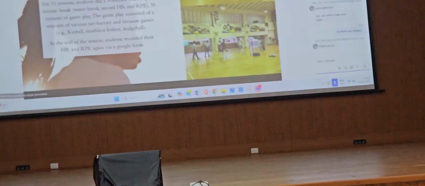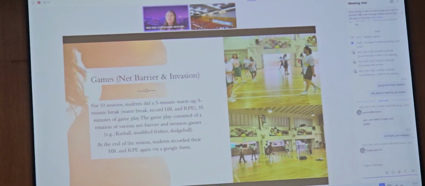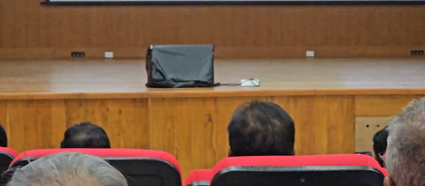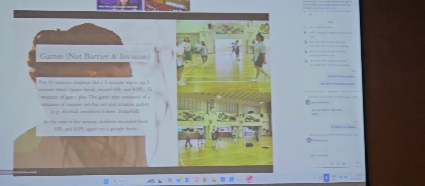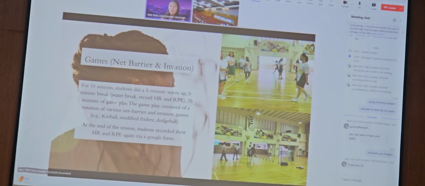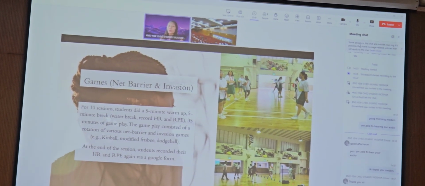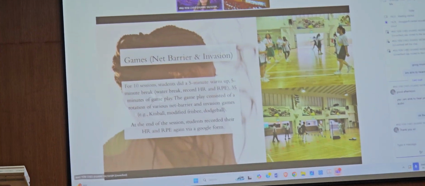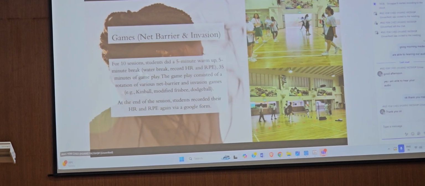For the first 10 sessions, students did a 5-minute warm-up, and then had a 5-minute water break where they recorded their heart rate and RPE, and then had 35 minutes of gameplay. The gameplay consisted of a rotation of various net barrier games and invasion games, as I mentioned earlier, for example kinball, modified frisbee, and dodgeball. At the end of the session, the students also recorded their RPE and heart rate again via a Google form.